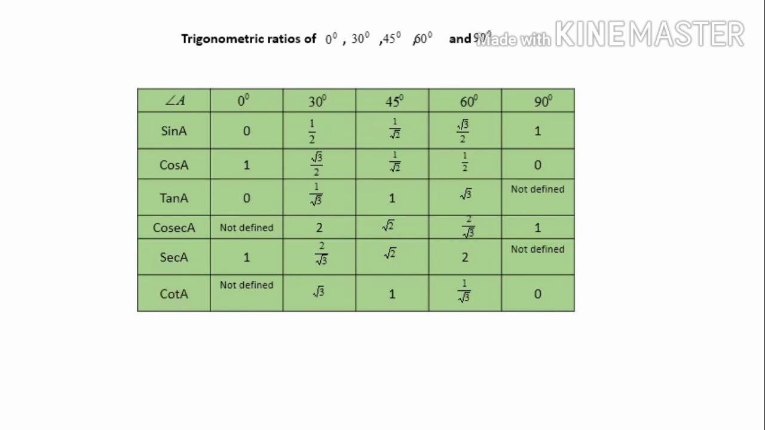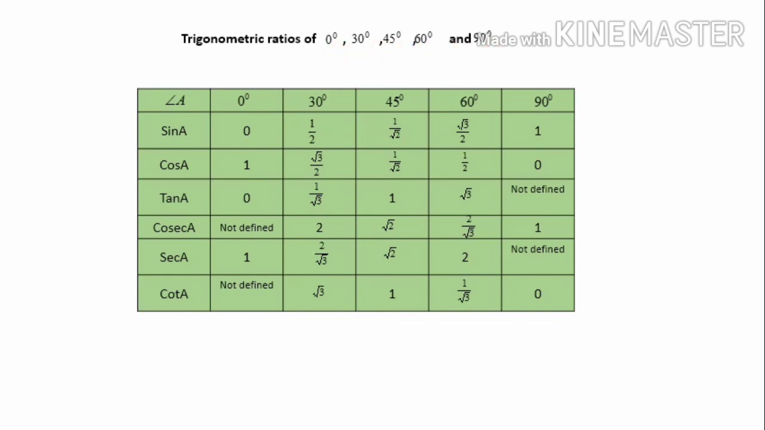From the examination point of view, there will be 1 or 2 questions from this topic. So you have to learn these trigonometric ratios of 0, 30, 45, 60 and 90 degrees compulsorily. Two options are there: either you learn them by heart or you derive them. Here I will share with you one shortcut. There are so many shortcuts, but we will discuss one shortcut for how to derive the values for 0, 30, 45, 60 and 90 degrees.